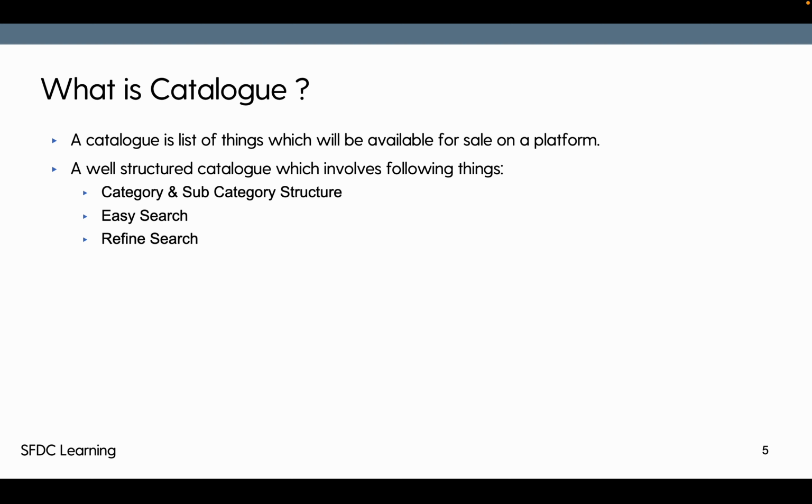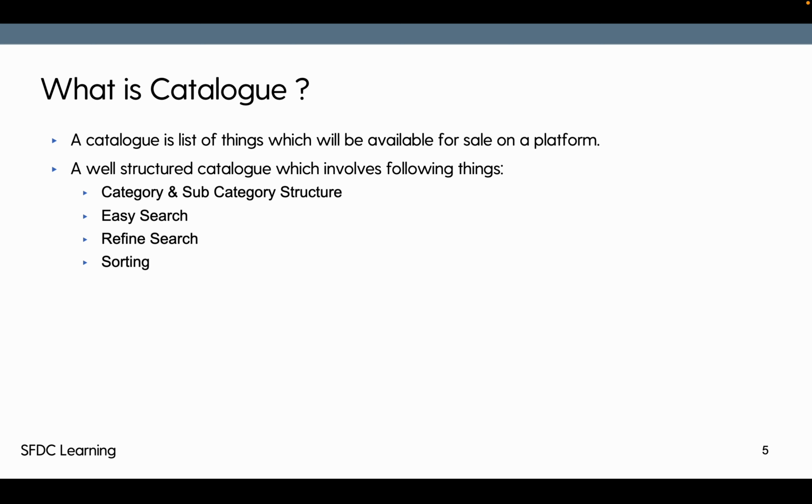The other thing is refine your search. So once we search something, we get the products, right? And from that product list we can still further refine that particular search. Whatever products that we get, we can still refine it, still drill down to that product, right? So that is what refine your search.